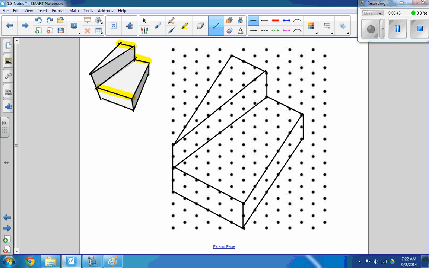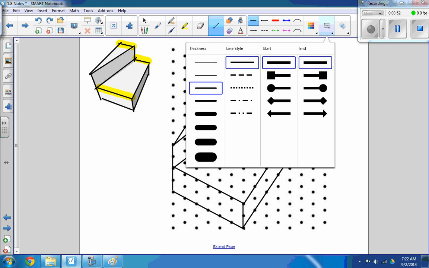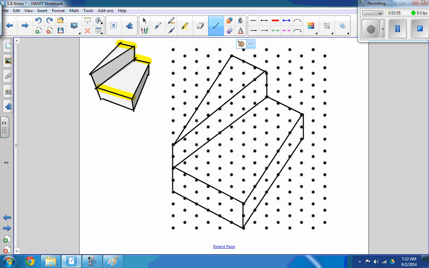Okay, so we've got the front side of it. Now we need to make the back side, the side that we can't see. So I'm going to do that in a dotted line here. Okay, so I'm going to start from down here. And then let's make this one. Connect those. Connect that going up. And there is our completed shape.